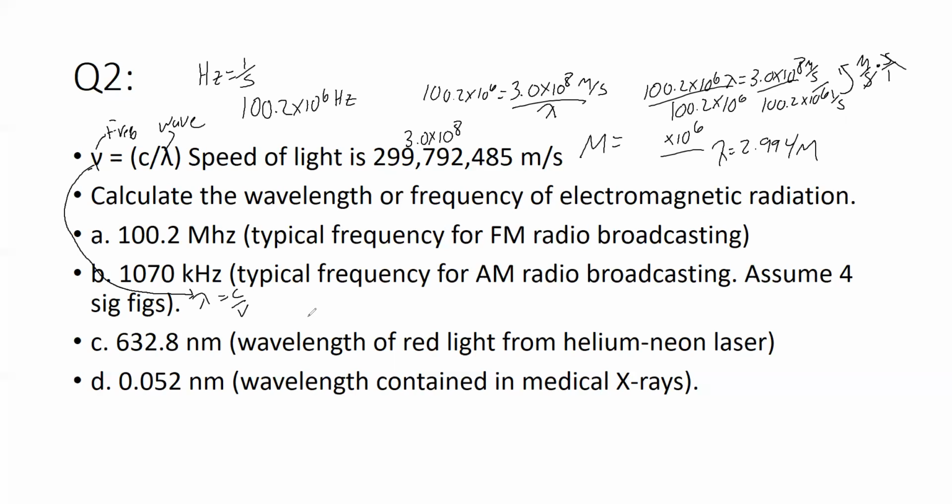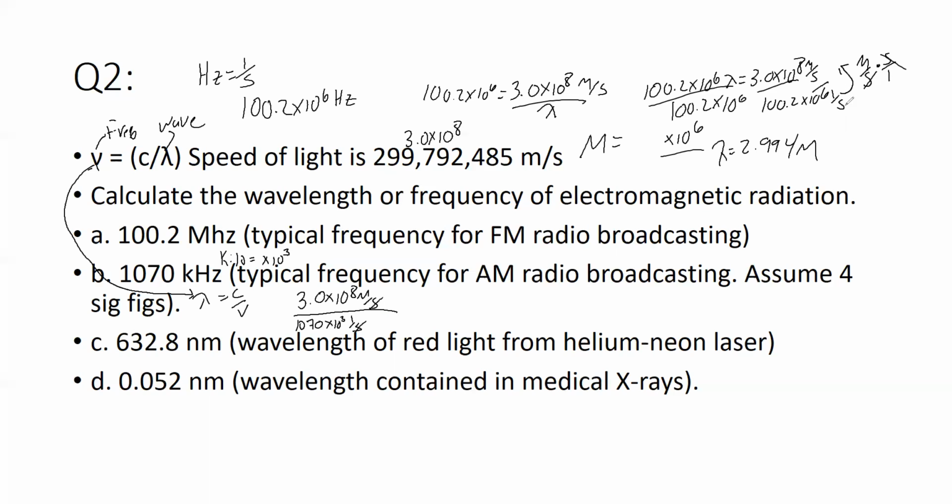All right, let's start figuring these out. So in B, I give you a frequency. That means we're solving for wavelength. So wavelength equals speed of light, 3.0 times 10 to the 8th meters per second, divided by 1070 kilohertz. Well, kilo equals times 10 to the 3rd. That's what a kilo is. So this is 1070 times 10 to the 3rd hertz, or 1 divided by seconds. The seconds will cancel out here, and our unit will be left in meters.